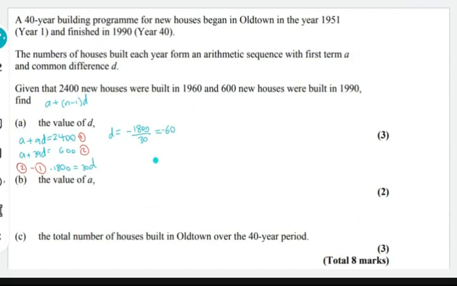Cool. Okay, so part B is probably just solving the rest of the simultaneous equation. Yeah, so you just put the values in. Just put it in for equation 1, I guess. So a plus 9 times minus 60, a plus minus 5,400 equals 2,400, and add 5,400 to both sides. We get a equals 7,800. Is that right?